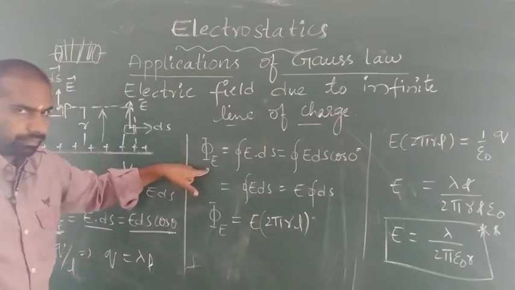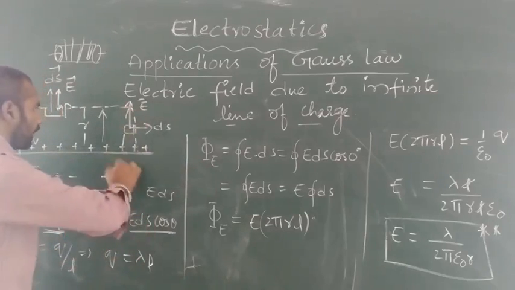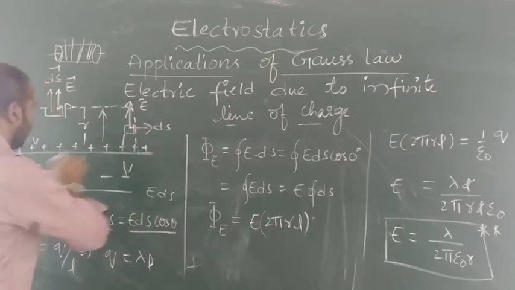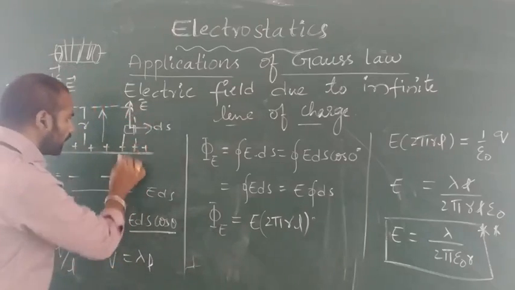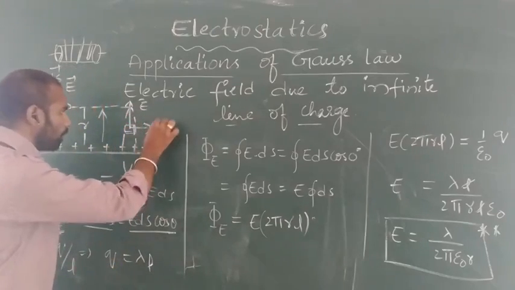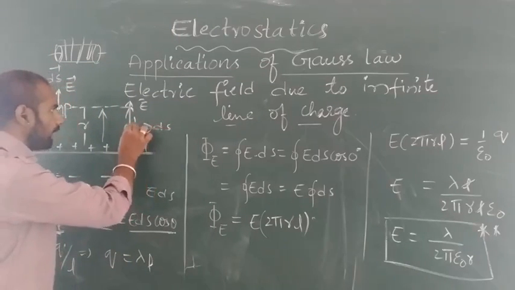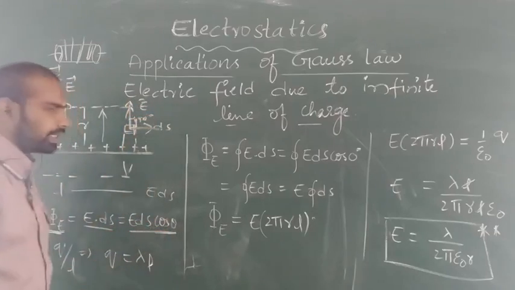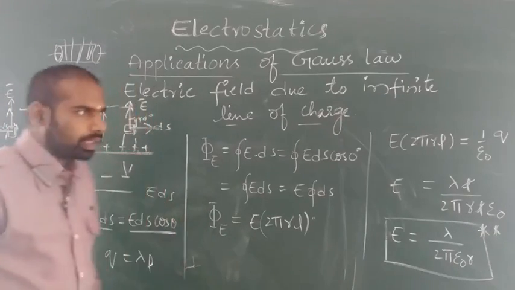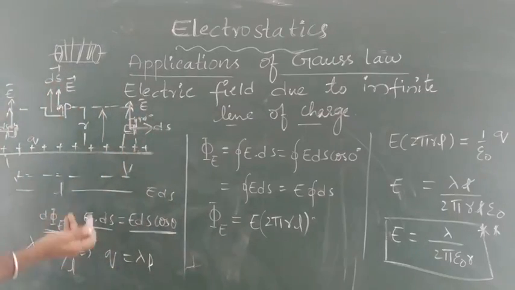That is phi. Here, if you observe, we also have circular ends. Through the circular ends, the flux is 0, because if we take a small element ds on the circular end, its normal will be like this and the electric field direction will be like this. The angle between these two is 90 degrees, and cos 90 is 0. So the flux passing through both circular ends, left and right, will be 0.